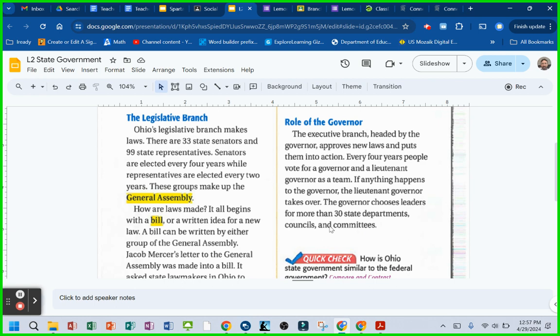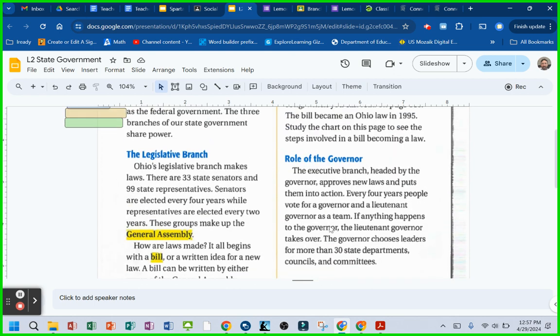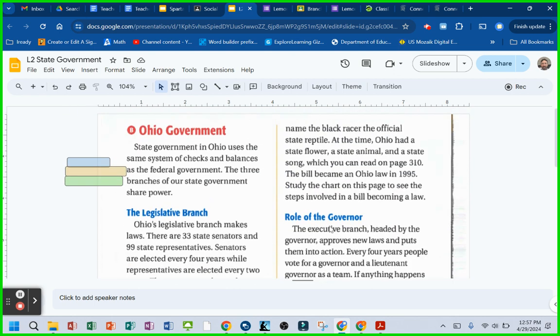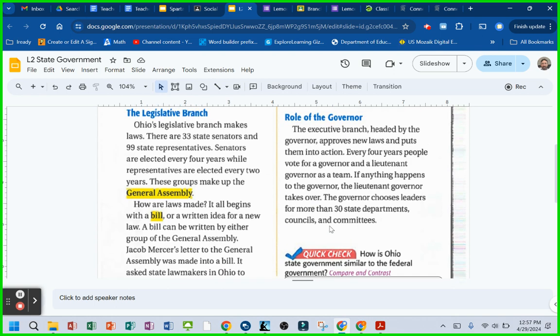Jacob Mercer's letter to the General Assembly was made into a bill. It asked state lawmakers in Ohio to name the black racer the official state reptile. At the time, Ohio had a state flower, a state animal, and a state song, which you can read on page 310. The bill became an Ohio law in 1995. Study the chart on this page to see the steps involved in a bill becoming a law. And I have a really great BrainPop video, too, that I'll post up on here for you.